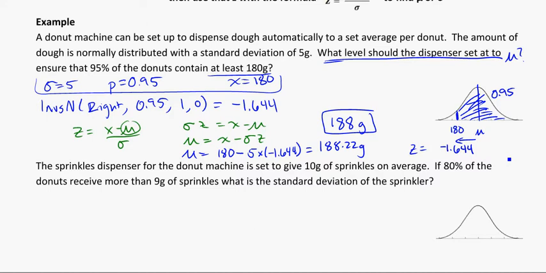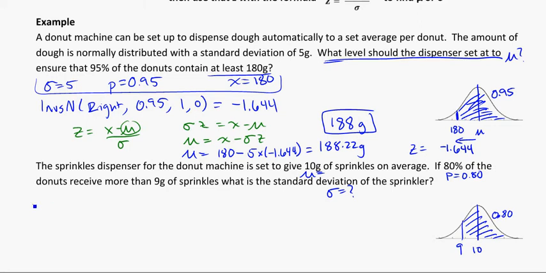Second part of situation 2 here, the sprinkles dispenser from the donut machine is set to give 10 grams of sprinkles on average. So that's my mu. If 80% of the time, probability, the donuts receive more than 9 grams of sprinkles, what is the standard deviation? Okay, so here I want the standard deviation. Let's get a picture of what we know. 10, 9 is somewhere below that, and we're saying that 80% is more than 9. And I want to find my standard deviation.